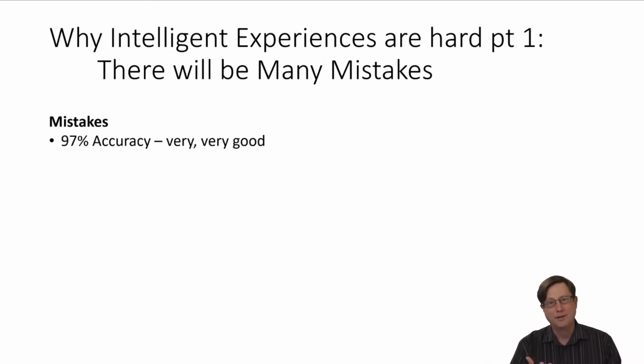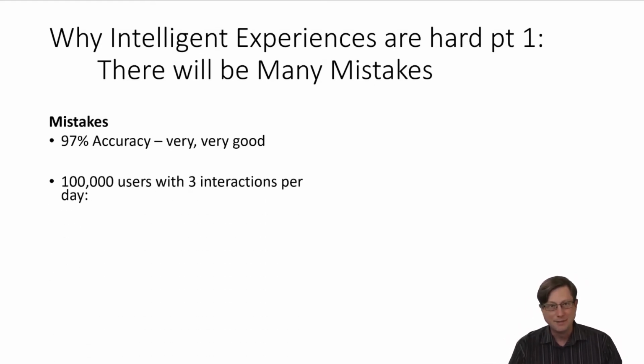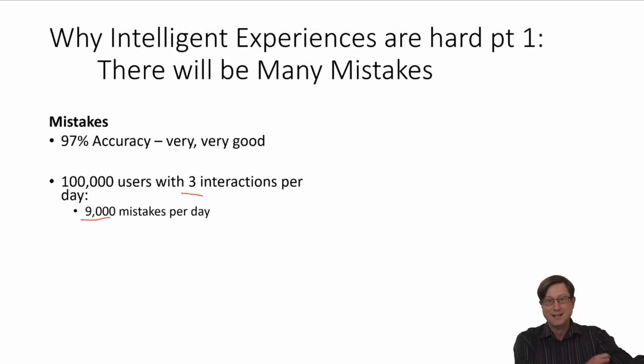I'm moving on. But let's imagine that your system has some users, 100,000, whatever, and they each get 3 messages per day. That works out to 9,000 mistakes per day. 97% accuracy, 9,000 mistakes. That's starting to sound like a lot of mistakes, right? Like, how would you like to irritate people 9,000 times?